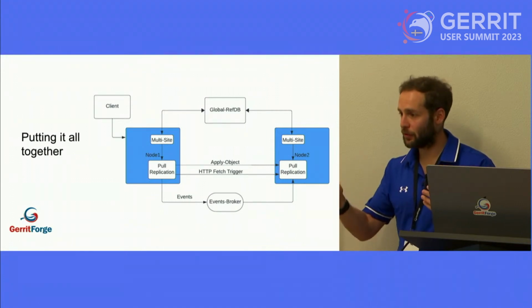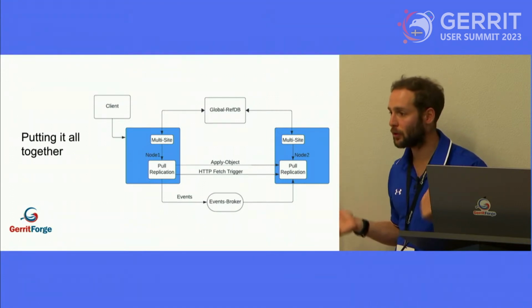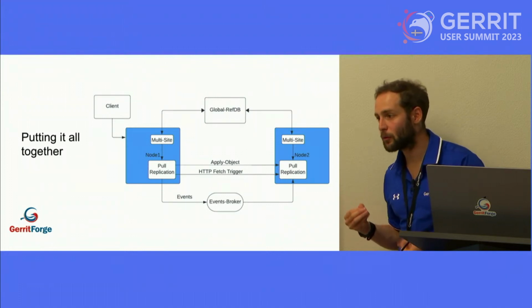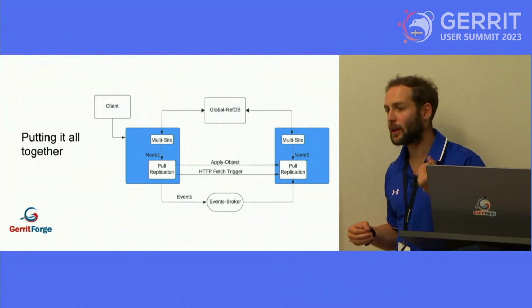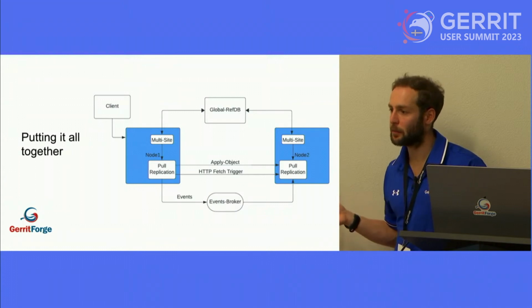But as we've seen before, if something happens and a node goes down, how does the node, when it comes back up, know that it needs to catch up on the events that it's missed, right?